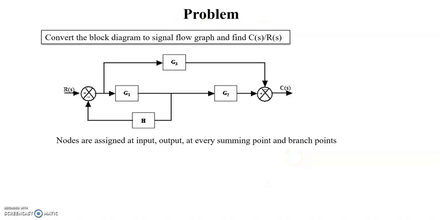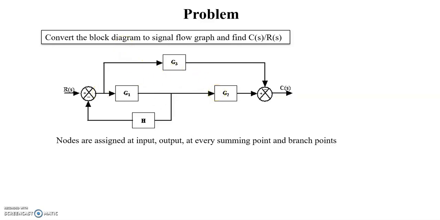So the next one is a conversion from block diagram to signal flow graph for the given block diagram model. Find the C of S by R of S. In this diagram, first you convert it: nodes are assigned at the input, output, and at every summing point and branch point. First you give the node values.